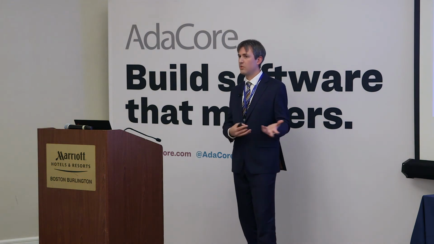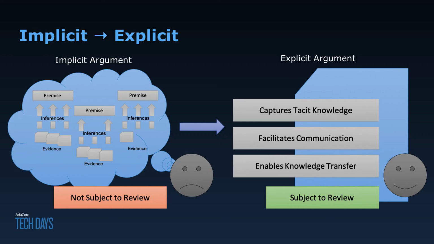So what do I mean when I say I want the argument to be explicit? An implicit argument is an argument that exists in somebody's head. And the problem with this is that it's not subject to review. There may be missing premises, there may be missing reasonings, and we can't know this because it hasn't been written down and it's very difficult to interrogate it.